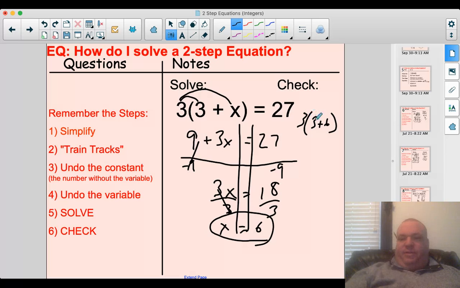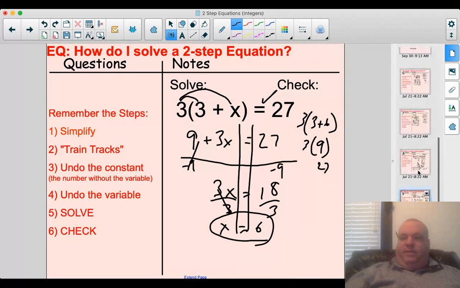So order of operations tells me to add first. 3 plus 6 is 9. Okay, 9 times 3 is 27. So that works. All right. Good luck.